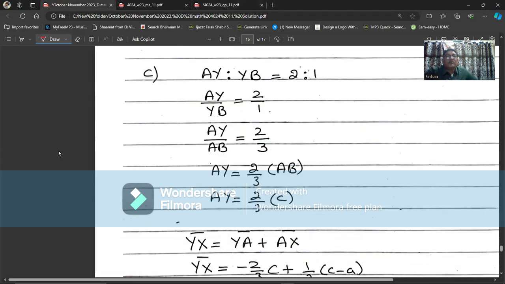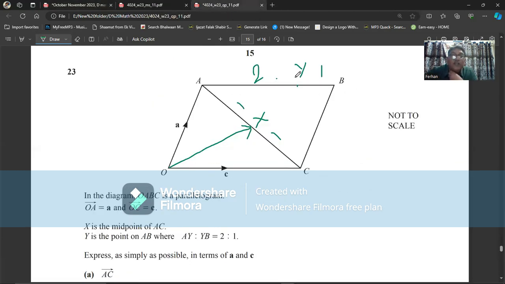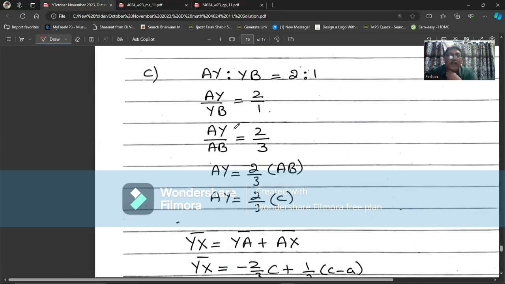So if you want to find out the Y to A, so the ratio AY to YB is equal to 2 to 1. So it means that AY by YB is 2 by 1. So AY by AB will be 2 by 3. Try to understand this. This portion is 2 and this B to A is 3, in ratio. So AY I want to find out, I know the AB value. So AY by AB is equal to 2 by 3. So AY will be equal to 2 by 3 of the AB. And you know the AB is C. So now I know the value of the AY. That is 2 by 3 of the C.